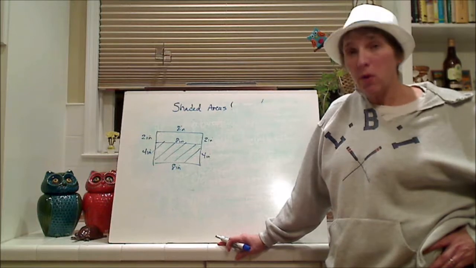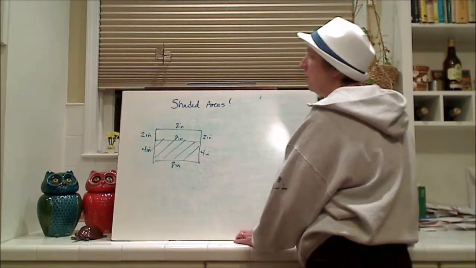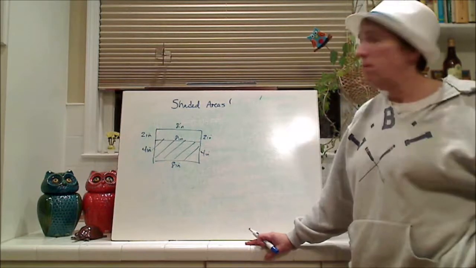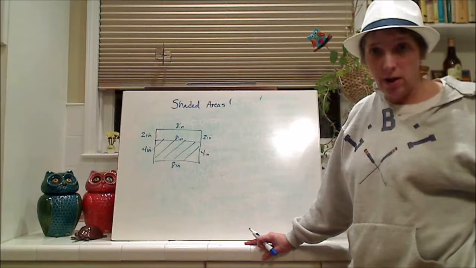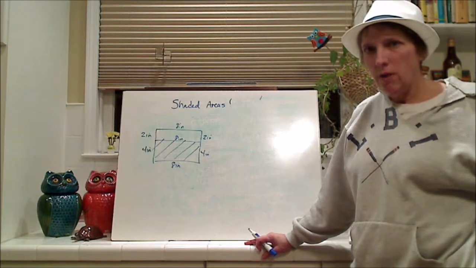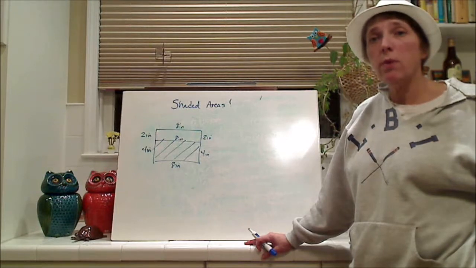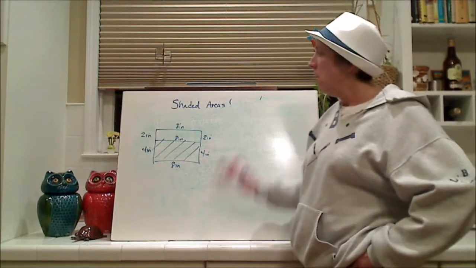The perimeter of the shaded area to the perimeter of the entire area. Those are the questions. So it's going to be the perimeter of the shaded area compared to the perimeter of the entire area. Very tricky.